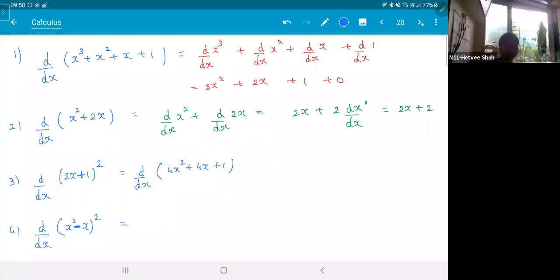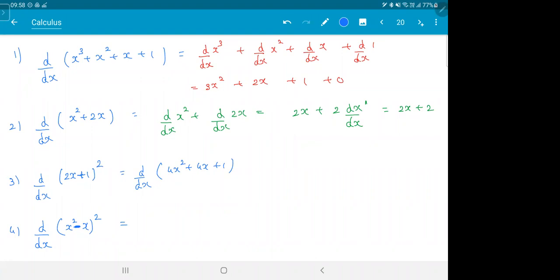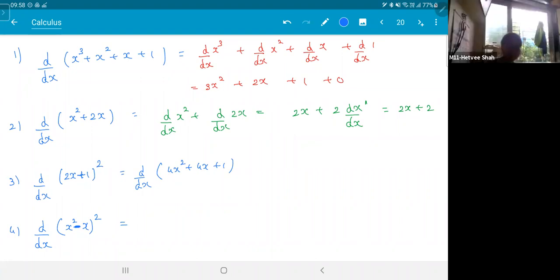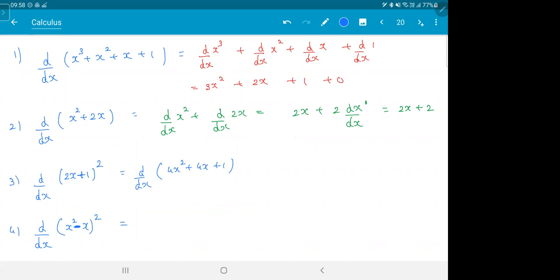For the third one, can we write it as 2x plus 1 into 2x plus 1 in brackets? Then you want to do f of x into g of x, product rule. Yeah. You can do that, but that will be more lengthy than this. You'll get the same answer.